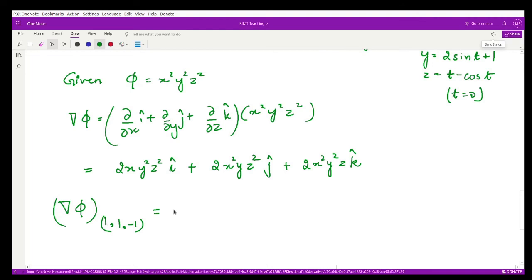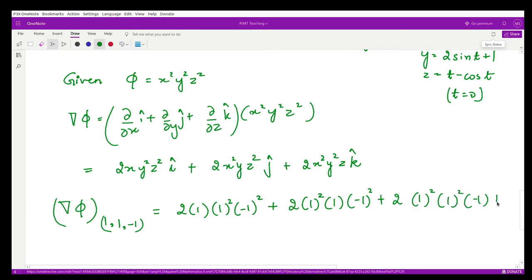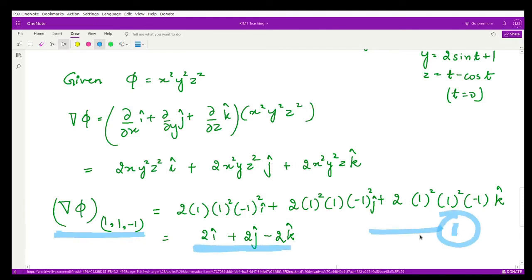So that means we will substitute the value of x as equal to 1, the value of y as equal to 1, and the value of z as equal to minus 1, and similarly for others as well. Okay, so we have this quantity right here. We have j cap also, here we have i cap also. So this becomes equal to 2 i cap, and then we can write this to be 2 j cap, and this is equal to minus 2 k cap. So this is our gradient vector calculated at the point (1, 1, -1). So this is one thing that we require. Let me call this equation number 1.